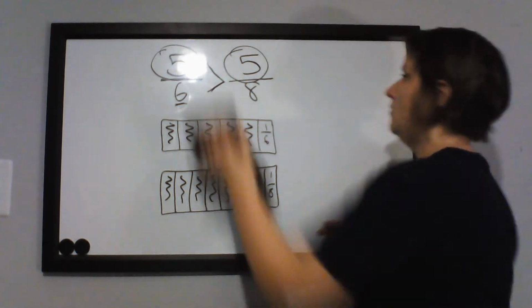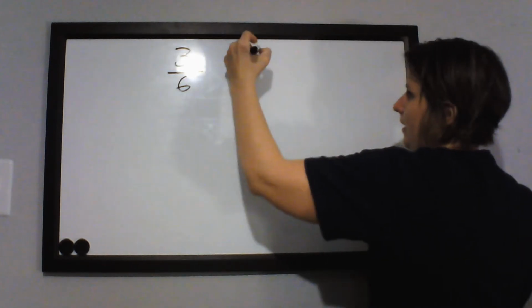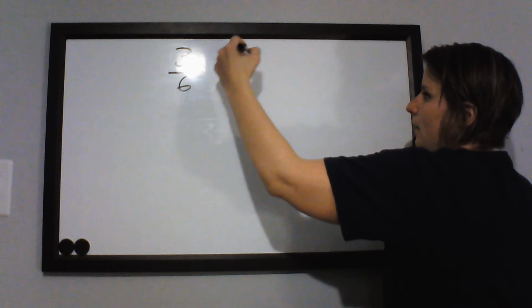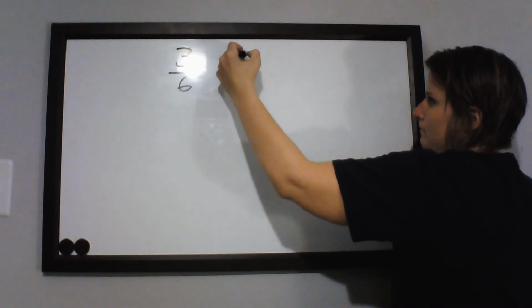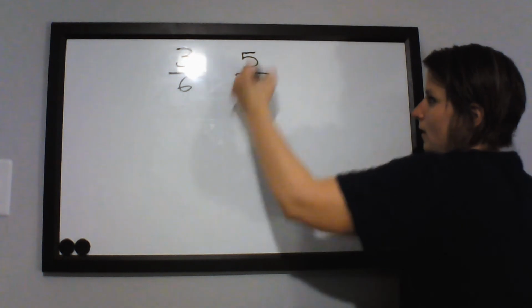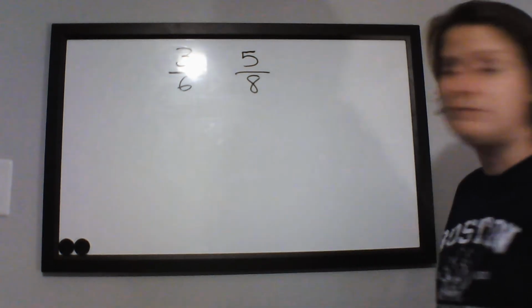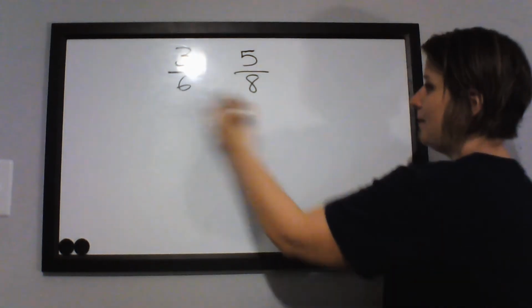And now let's get into some more complicated stuff. Okay, so we have 2 fractions. We're going to do 3/6 and 5/8, okay? In these two fractions, 3/6 and 5/8, I do not have the same denominator.